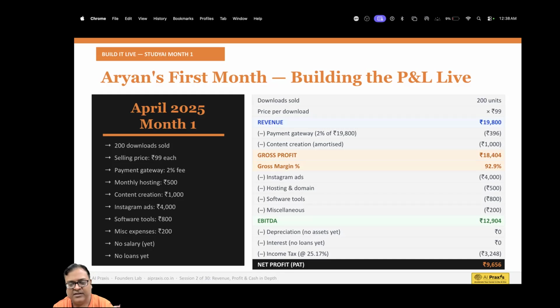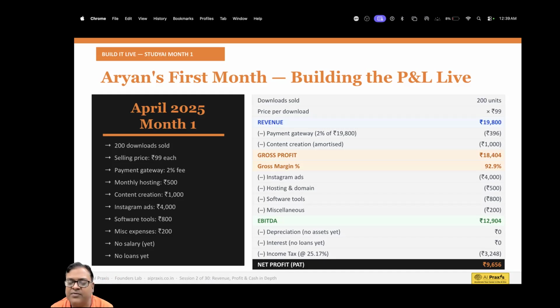Let's subtract the COGS. Okay, so 2% of 19,800, for every download there's 2%. So let's do it for 19,800. It's going to be 396. Content creation, which is amortized. Amortized means you can divide, right? So there's a huge amount, maybe it could be 8,000, it could be 10,000, but for 1 month it is 1,000 rupees. You can actually do that. So 1,000 is what is subtracted.